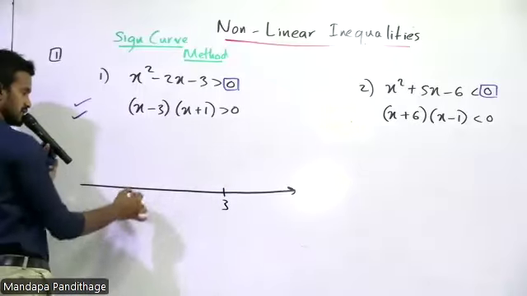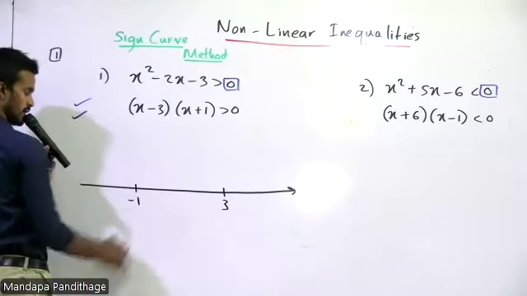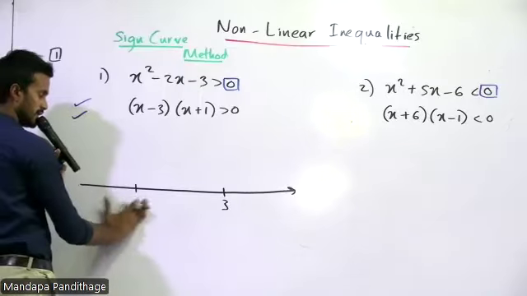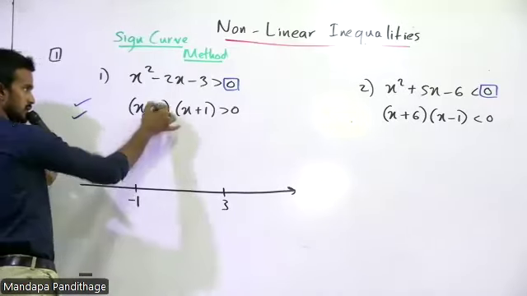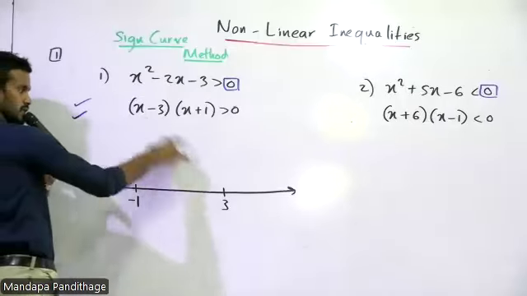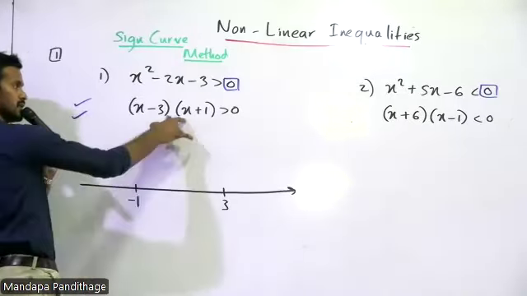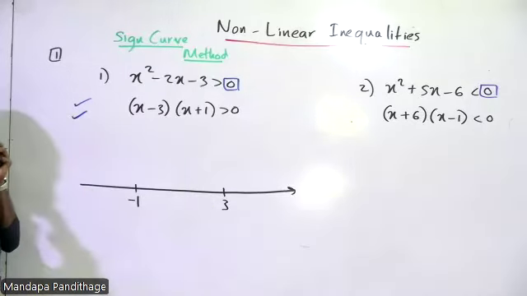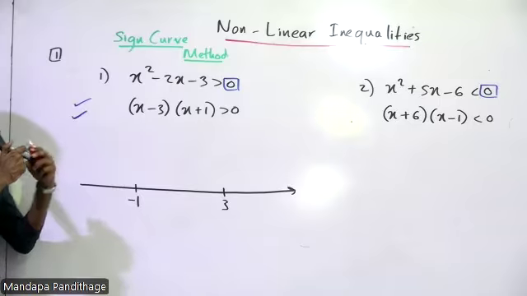This becomes 0 when x equals minus 1. So consider a number line and mark the values that make each factor 0. So this becomes 0 when x equals 3. This becomes 0 when x equals minus 1. Clear? Okay, so that is step number 3.